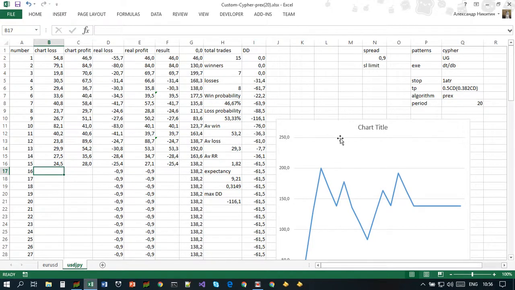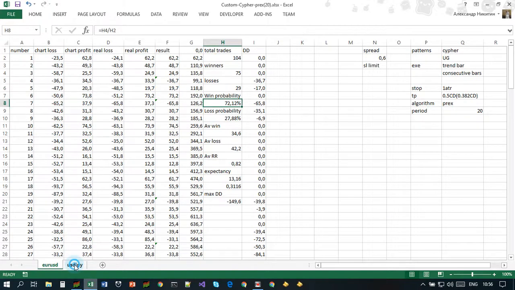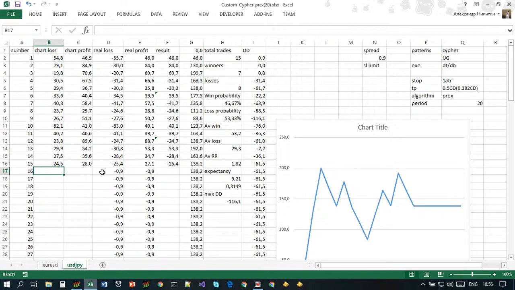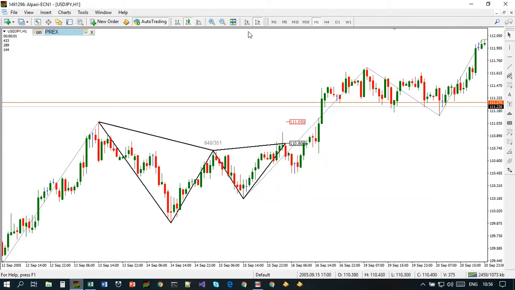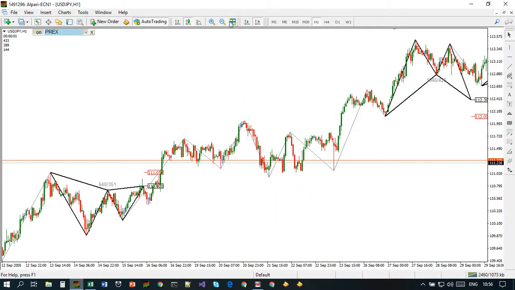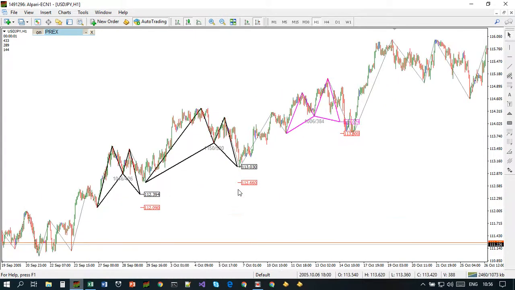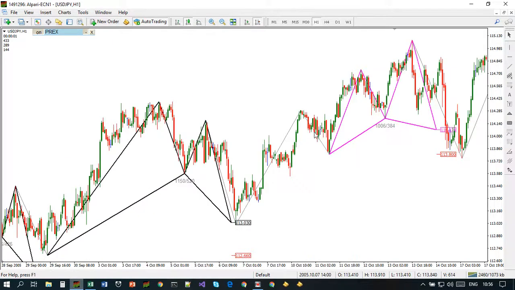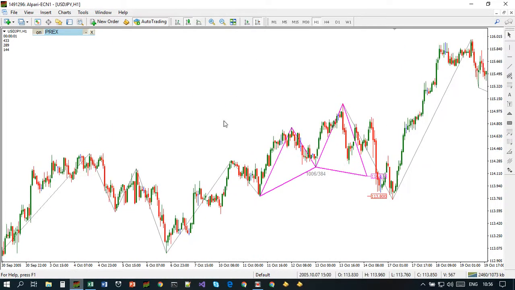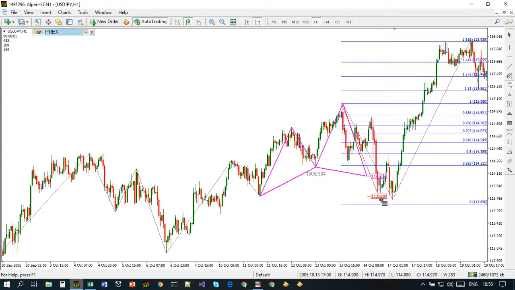Okay, on dollar yen, sharp reversals aren't that often like on euro dollar. That's why on dollar yen it makes no sense to try to enter the sharp reversals. You just skip few trades, few winners maybe, but you will save so many losses. Okay, another sharp reversal here, and a cipher pattern here.